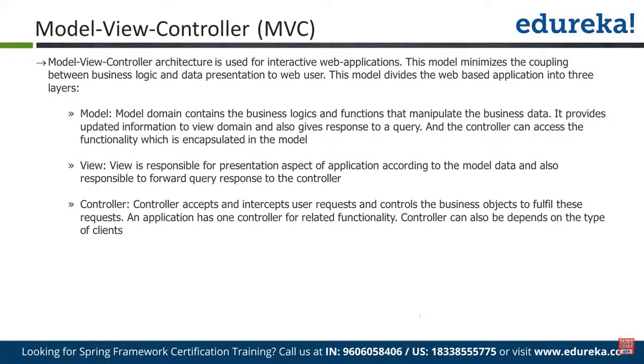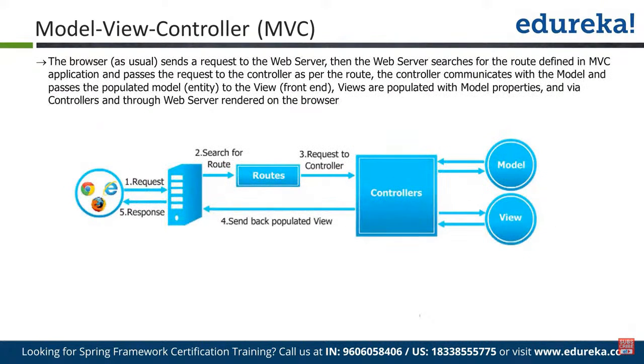Controller accepts and intercepts user requests and controls the business objects to fulfill these requests. An application has one controller for related functionality. It's not necessary, but it's advisable to have one controller dedicated to one functionality so that you can have a URL mapped to it in Spring MVC. And the controller can also depend on the type of clients you are going to use. So this is how the flow goes from front end to back end.